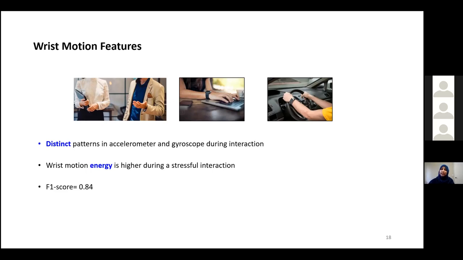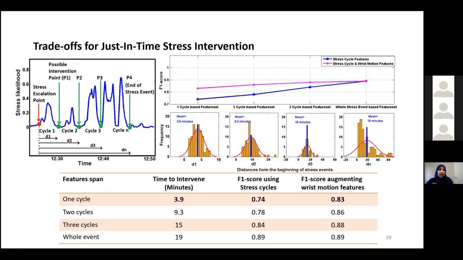But when we are stressed, that can be detected from the biosignal. Using this wrist motion, and we append or augment it with our biosignal features, we are able to improve the model accuracy. Now I will show the implication of my work.